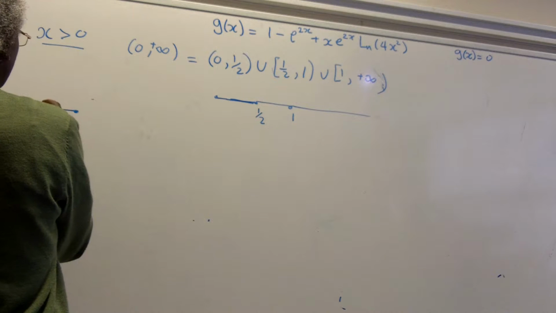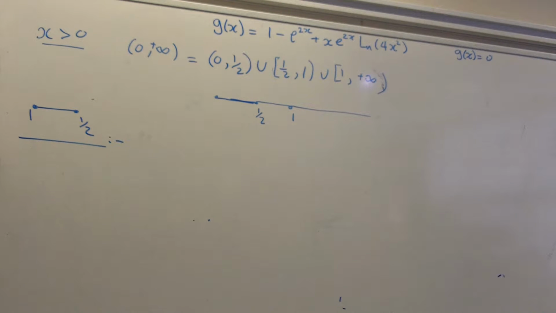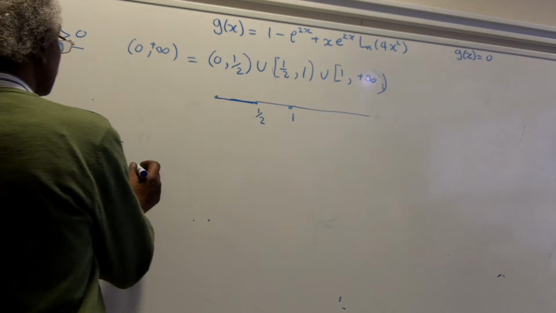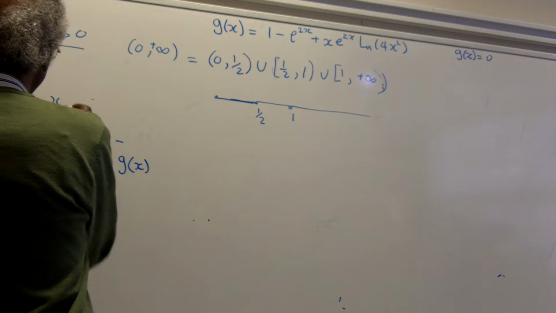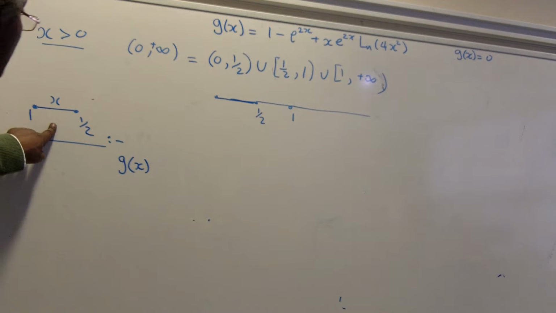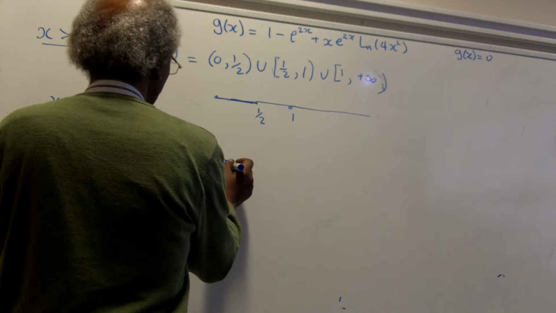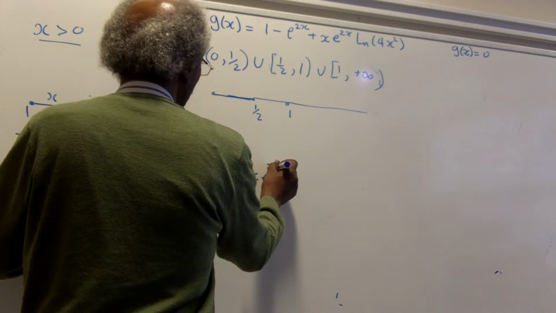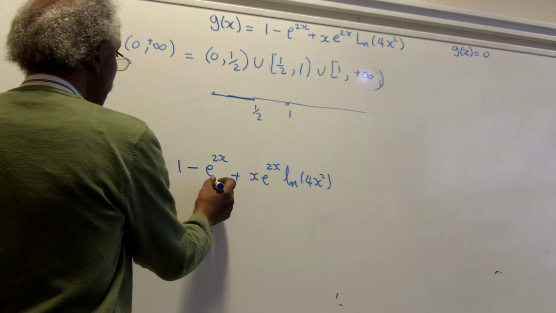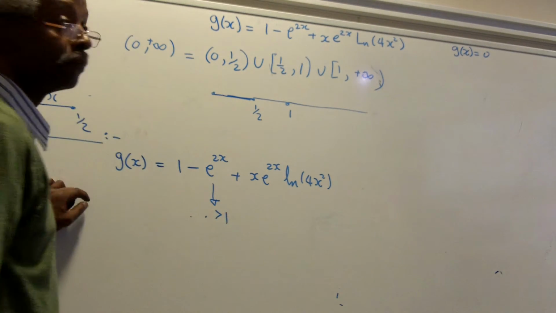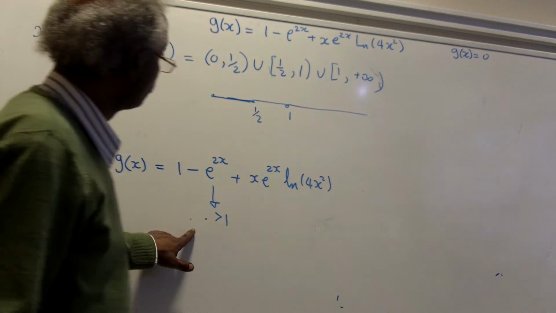So for this bit here, if I look at g(x), remember x is here, x is there, x is in this bit there. If I look at g(x) here, this is going to equal 1 minus e to the 2x plus x e to the 2x ln 4x squared. Now, this bit here is greater than 1, because just look at the graph of e to the x. This is greater than 1.